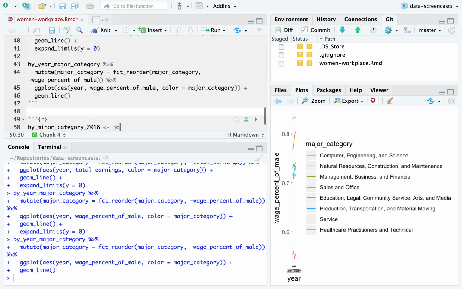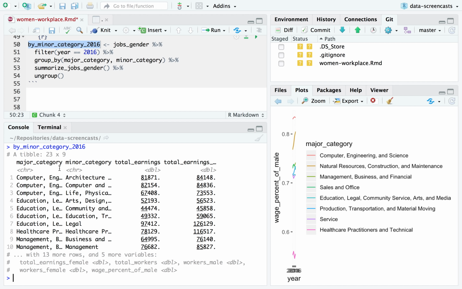I'd actually probably like to do it within major category as well. That way I keep all the data. If I want to ungroup it, it doesn't hurt. And now I have it within major category and minor category.